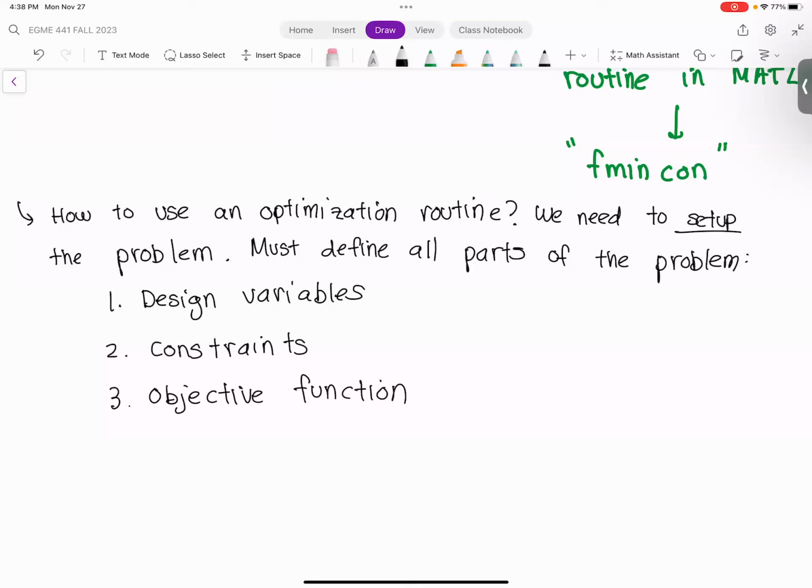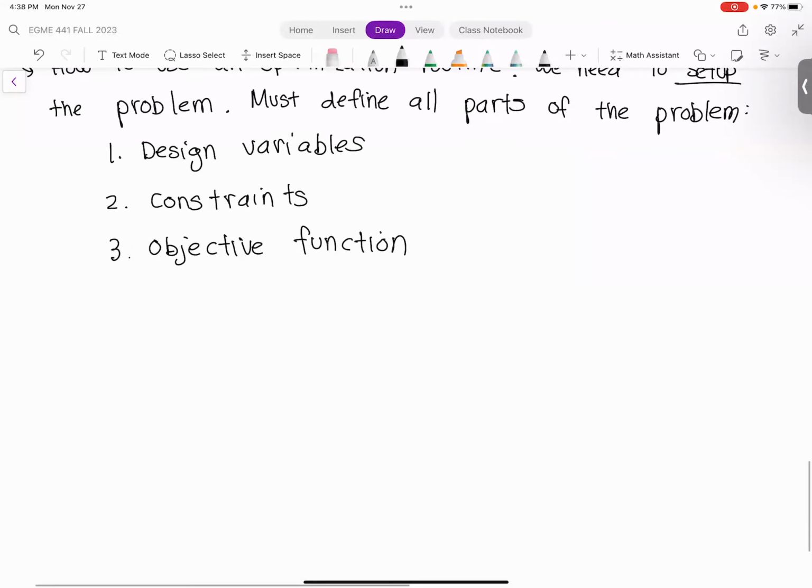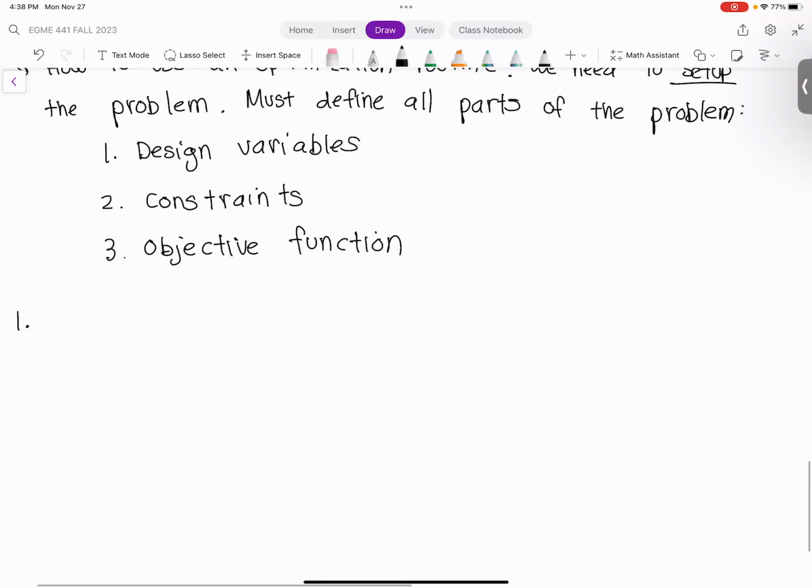So we're going to define all three of these things. So 1 and 2 are actually already defined to us in the problem. 3 is the only part where you have to use a little bit of creativity and intuition in order to come up with something like that. So let's go through each of these parts individually and talk about what they mean and what they actually are for this particular problem. So one, let's go over the design variables and what that means.